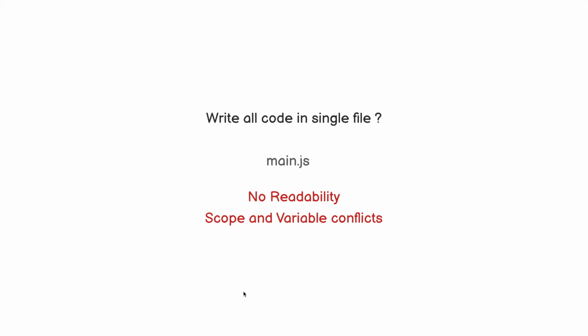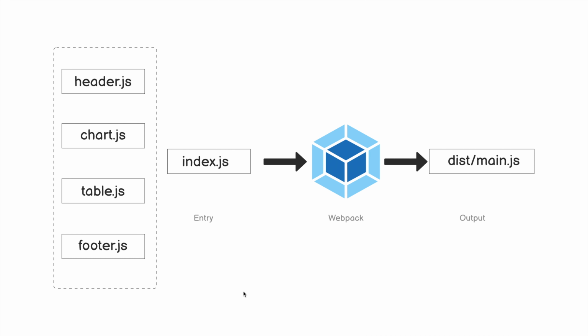So you think we can write all code in a single file and name it main.js file? This is not a good approach as there is no code readability and there could be scope and variable conflicts which can crash our application. What Webpack does is it takes all JS files, that is header.js, chart.js and other dependencies, bundles them together, gives out a single JS file which will contain all the source code. This bundled file will be named as main.js by default.